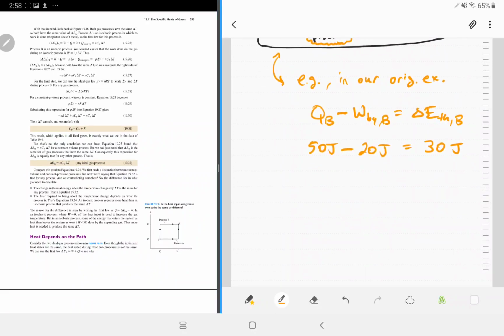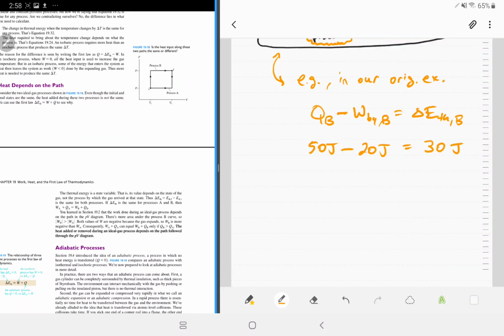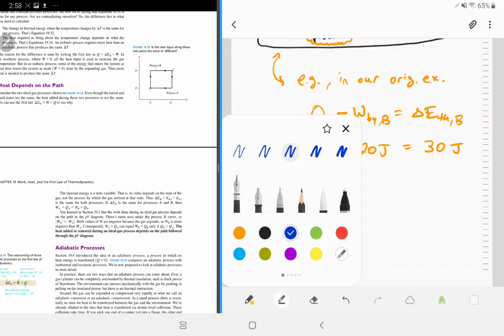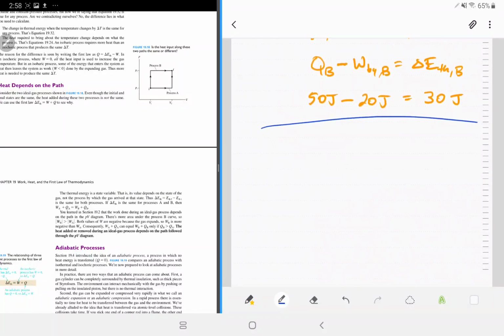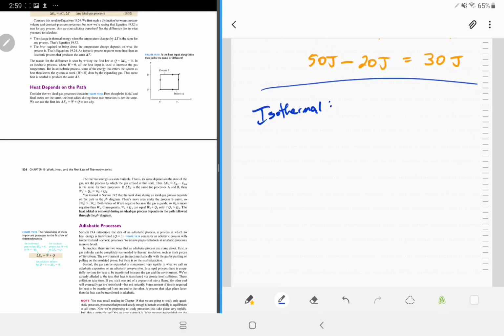Okay. Heat depends on path. We explored that just in terms of the horizontal versus vertical line before. But I want to talk a little bit about isothermal processes. Your book skips over it and leaves you to derive it, but the derivation is pretty easy. For an isothermal process, delta E thermal is equal to 0. Remember, isothermal is delta T equals 0, and if delta T is equal to 0, then delta E thermal is equal to 0.